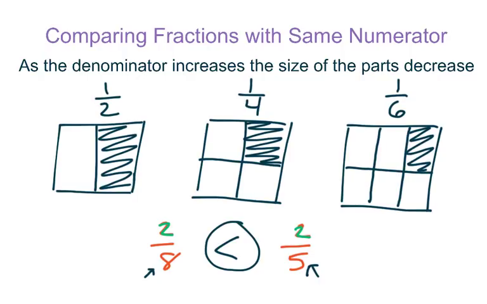Think about it like pizza. If a pizza was split into 8 slices or if a pizza was split into 5 slices. If it was only 5 slices and you ate 2, you would eat more of that pizza than if it was split into 8 slices and you ate 2.